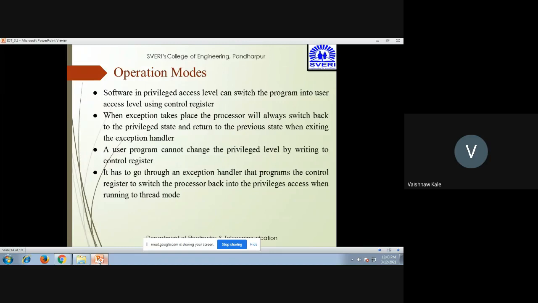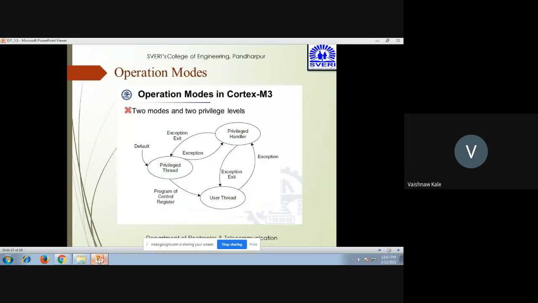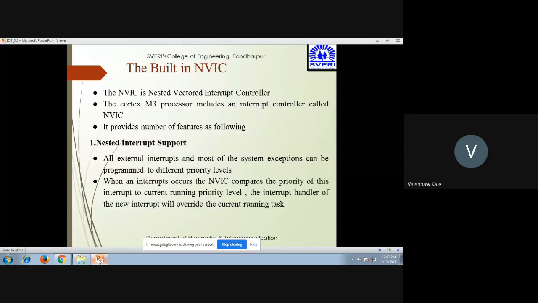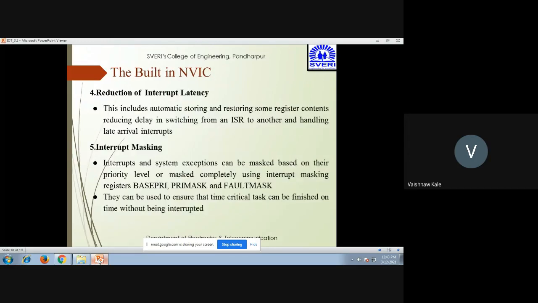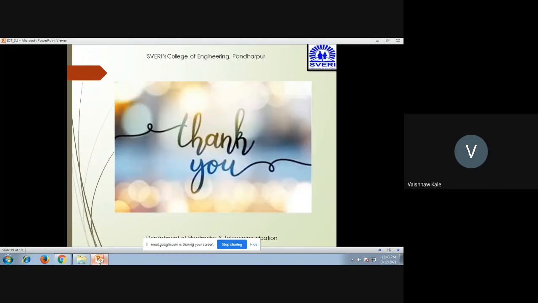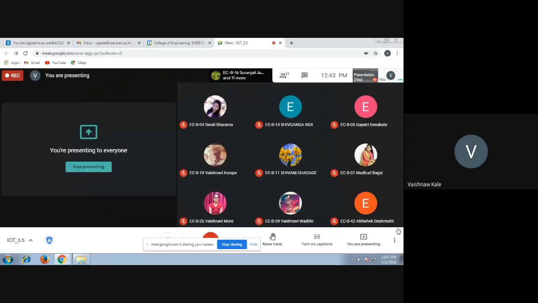Then we have also seen how the shifting can take place between the privilege access level and the user access level using the control register. So you can see these two modes and two privilege levels, how these are working within themselves. Then we have seen the built-in NVIC, the nested vector interrupt controller. It has the following features: nested interrupt support, vector interrupt support, dynamic priority change support, reduction of interrupt latency, and interrupt masking. So these are the things we have seen.